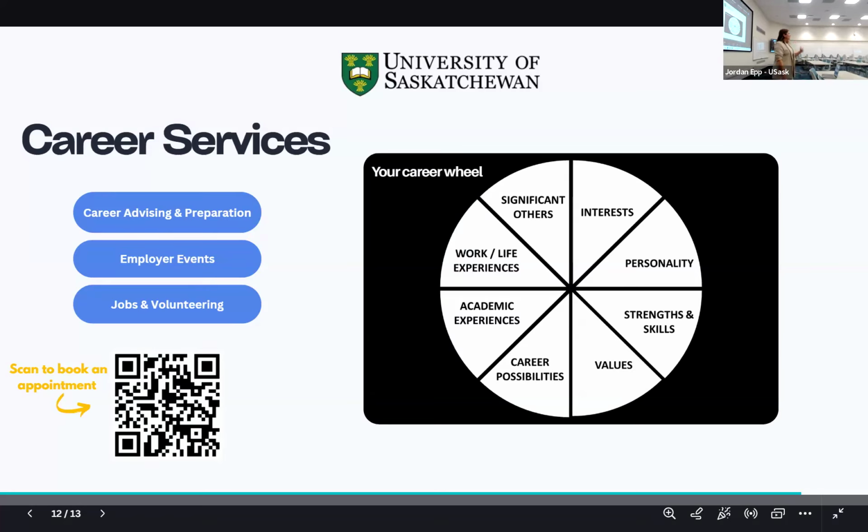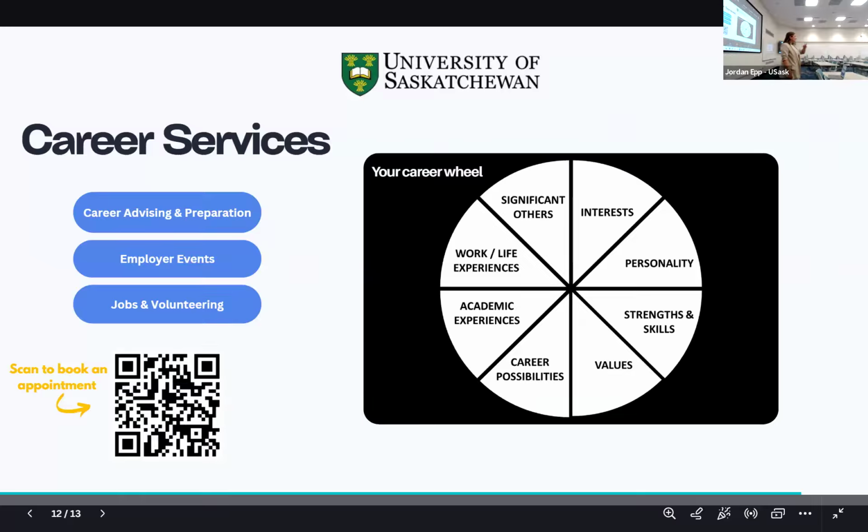So that QR will take you to the USask Career Services page, but St. Thomas More, where I now work, has our own career services kind of offerings as well. They're very integrated with the USask. You can book appointments, you can do mock interviews, prep that way. We've got lots of employer events, jobs and volunteering, all sorts of things for you to find other experience.